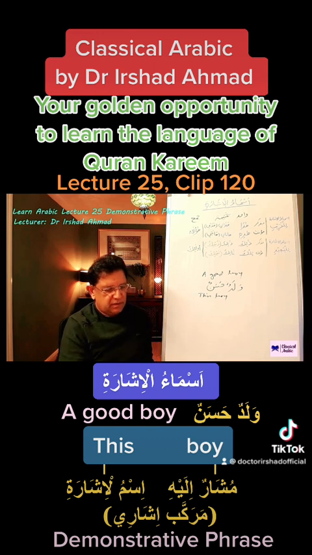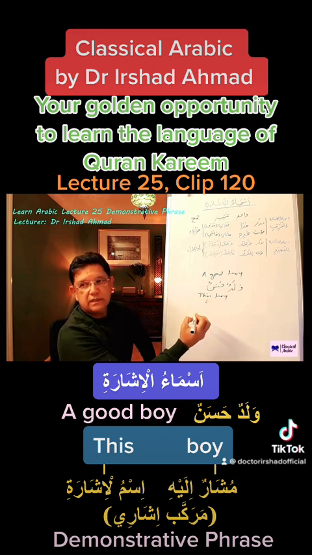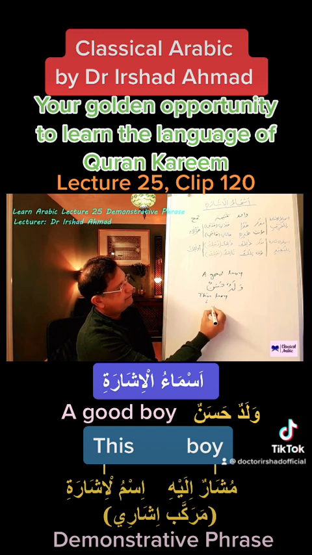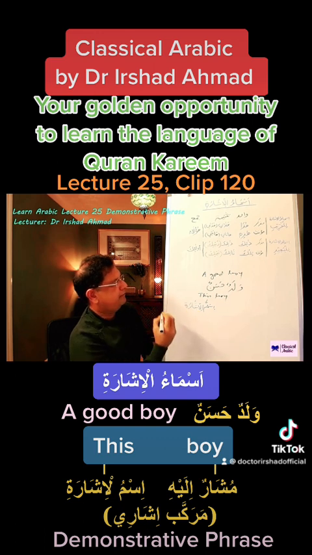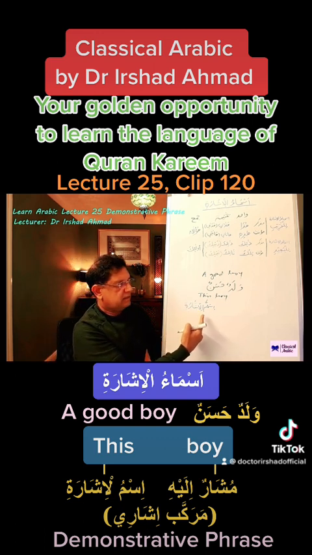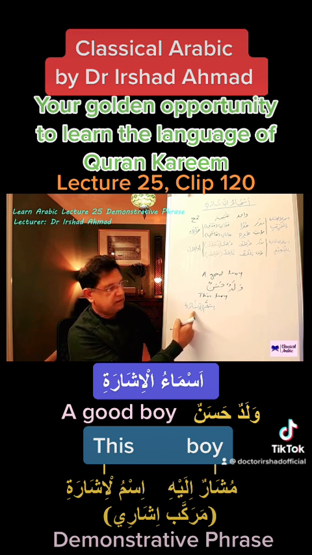What about Arabic terminology? In Arabic, demonstrative pronoun is called ismul isharati. If you look at this construction, it is murakkab idafi. We've got mudaf and mudaf ilayh here. Ishara means sign or pointing, and basically it means noun of pointing.